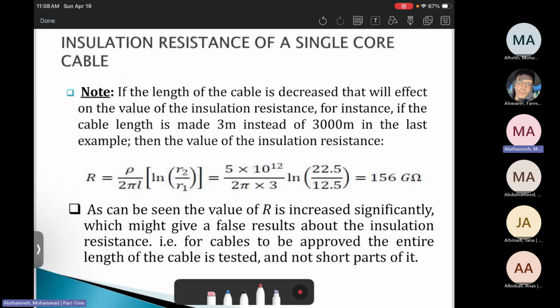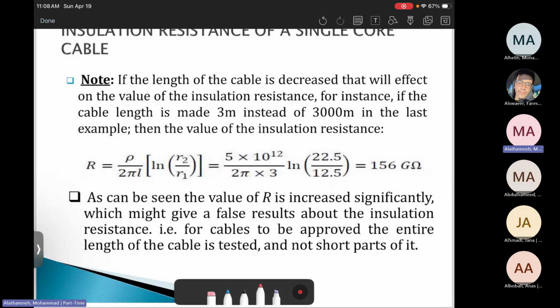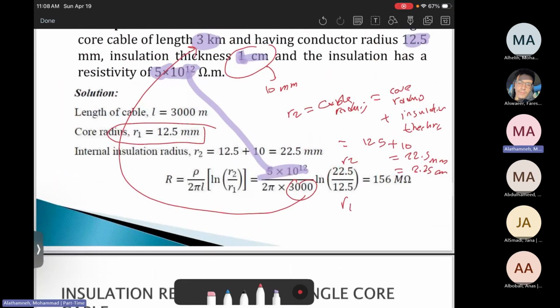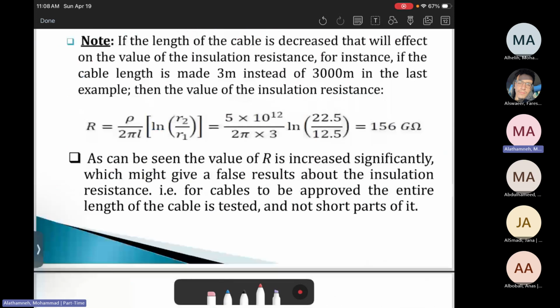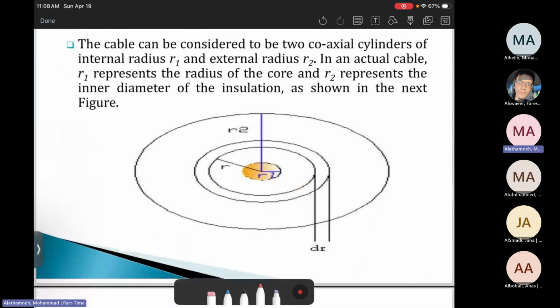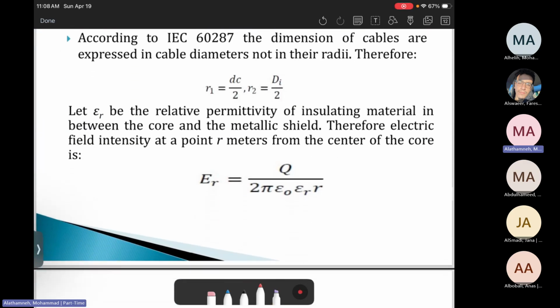Now, insulation resistance of a single core cable, again, this is the formula that we have. Then if we have the length 3,000 meters, yeah, which is 3,000. Again, this is the picture for the things.